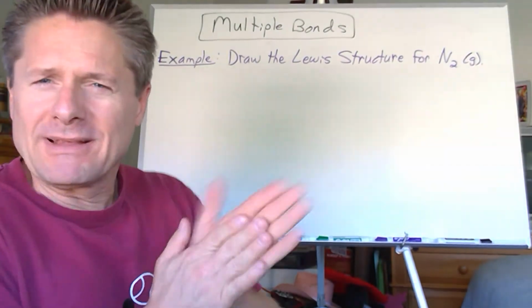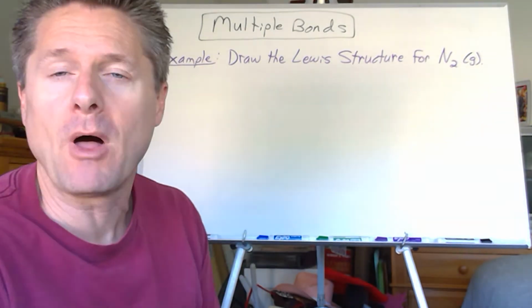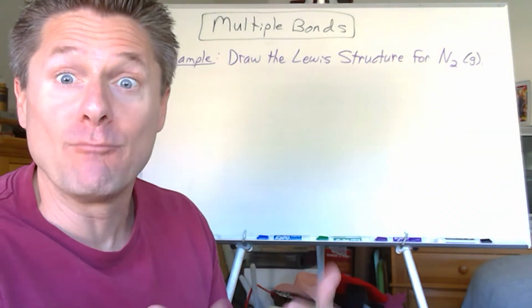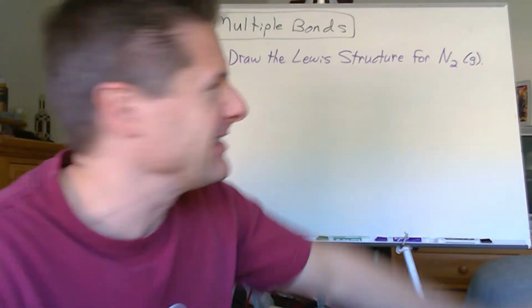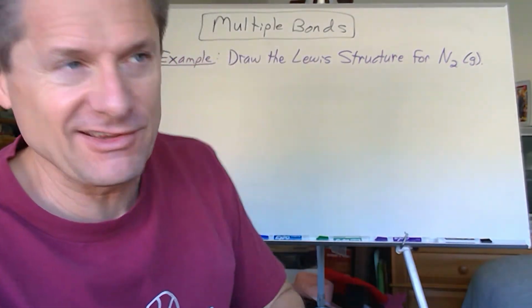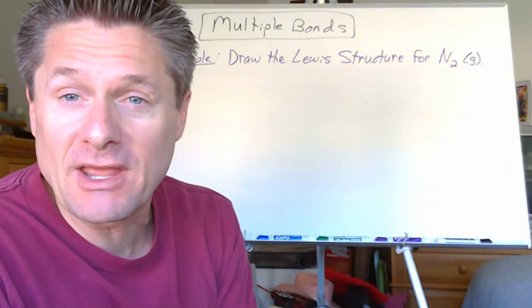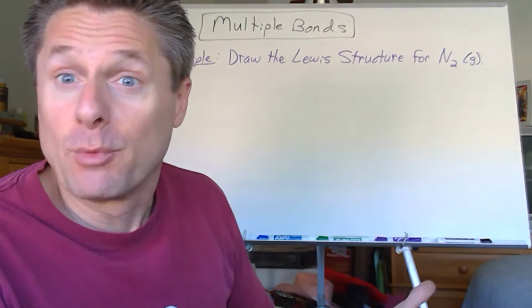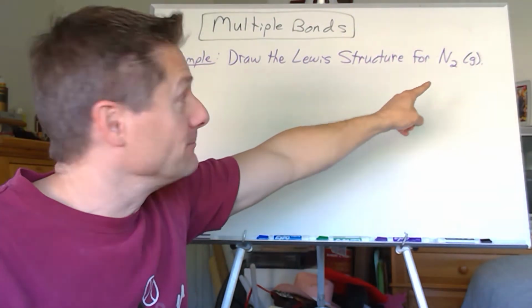All right, let's do a couple examples. We'll start easy and get harder and harder. I want to start with simple molecules, and then we'll get into ones where we have multiple central atoms. So let's do the Lewis structure for diatomic nitrogen. The phase is irrelevant when you do the Lewis structure. It doesn't matter if it's solid, liquid, or gas. But you happen to know nitrogen's about 78% of what you breathe, assuming you're breathing normal air.